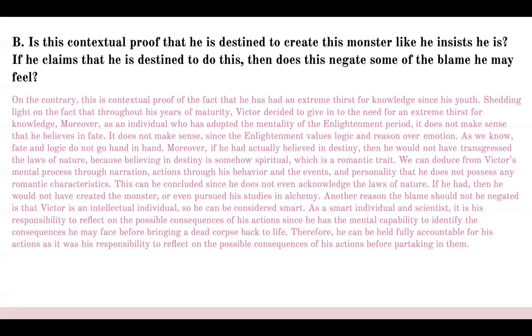Another reason the blame should not be negated is that Victor is an intellectual individual, so he can be considered smart, and he does have critical thinking skills. As a smart individual and scientist, it is his responsibility to reflect on the possible consequences of his actions, since he has the mental capability to identify the consequences he may face before bringing a dead corpse back to life. Therefore, he can be fully accountable for his actions, as it was his responsibility to reflect on the possible consequences of his actions before partaking in them.